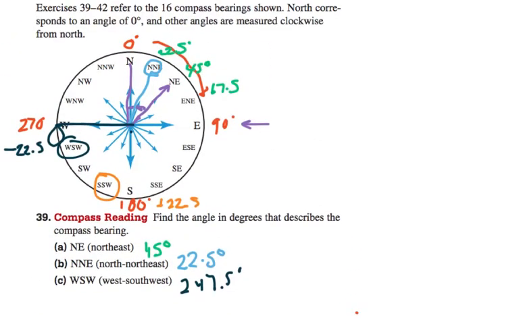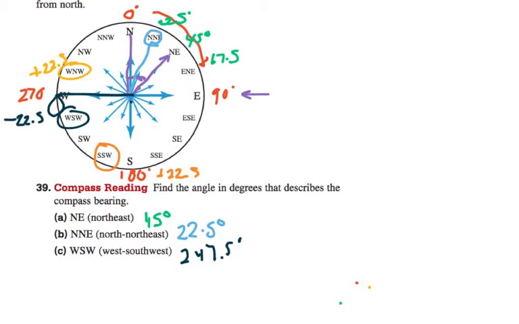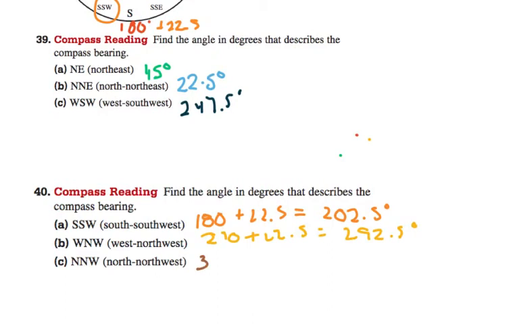West-northwest. Let's see. Get a new color. West-northwest is right there. So that's going to be 270 plus 22.5, so 292.5. And then the last one is north-northwest. That's this one. So almost 360, but less one tick mark. So 360 minus 22.5, which is 337.5. Alright.